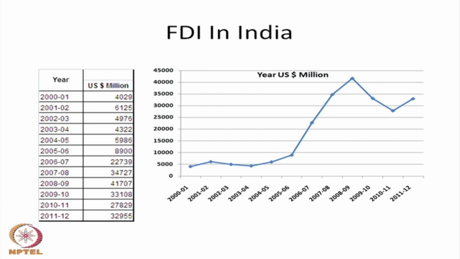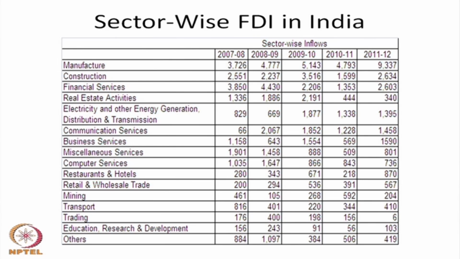After the liberalization, particularly 94-95 onwards, the foreign direct investment has been increasing over the years, and there has been significant improvement in 2004 to 2007. After that, in some recession period we achieved less foreign direct investment. However, in 2011-12 it has started increasing. If you see sector wise, different sectors of the economy have different amounts of foreign direct investment.